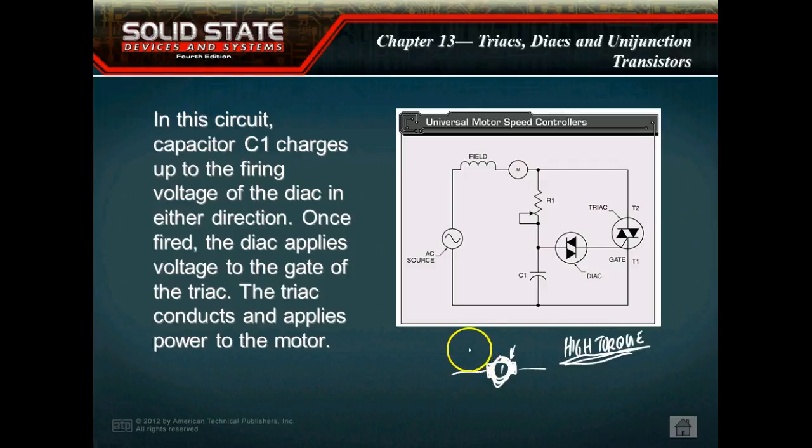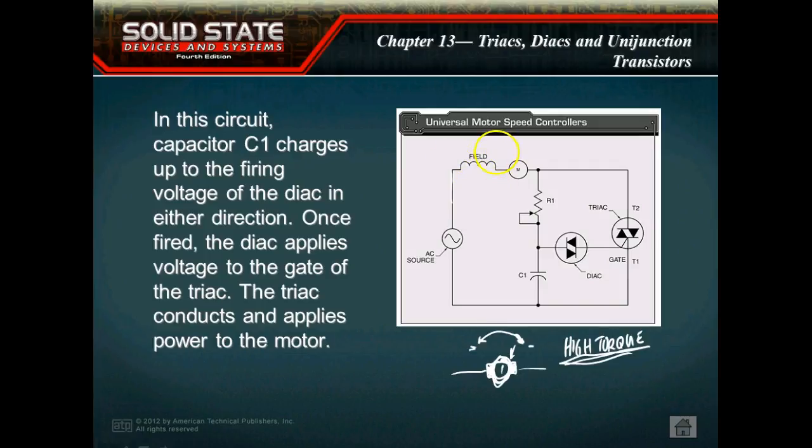What's nice about this is we can change the voltage across here, and we can vary the speed very similar to how we can with a DC motor. So a universal motor, we can control that with a triac. And this will be a series motor.